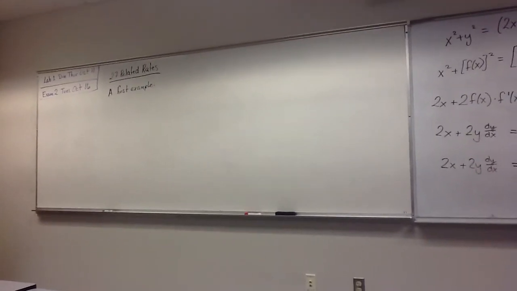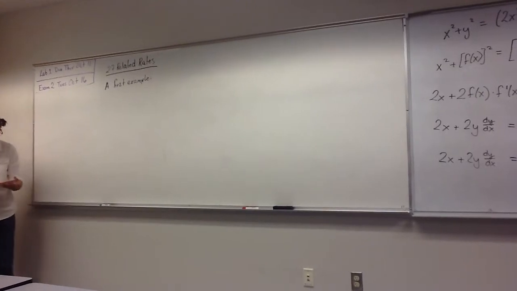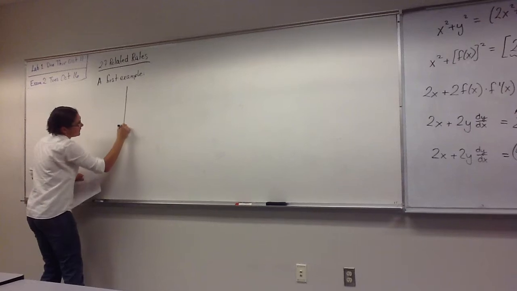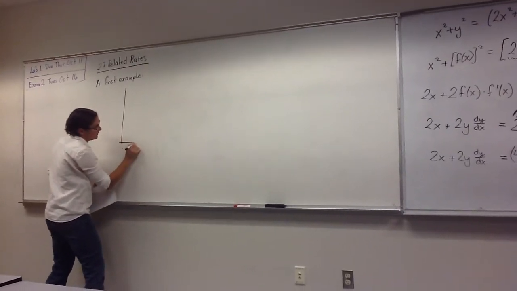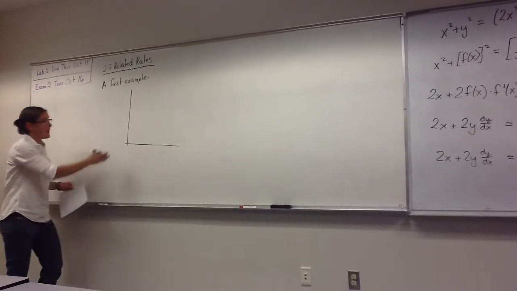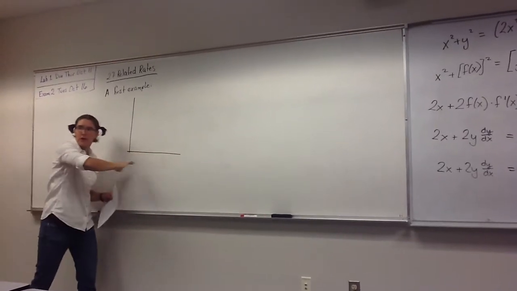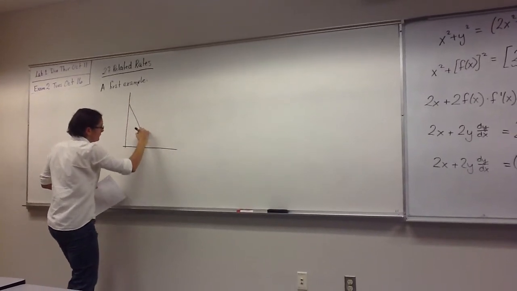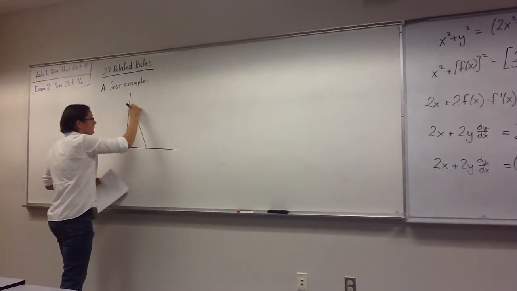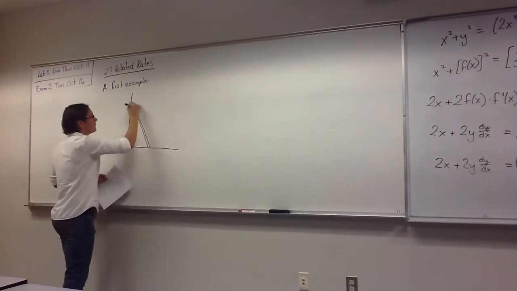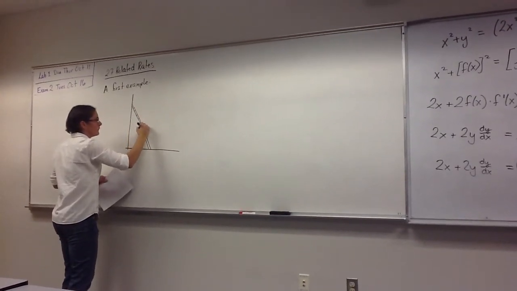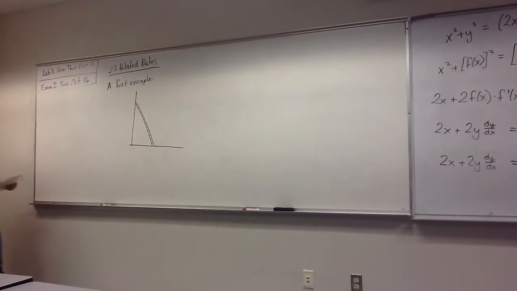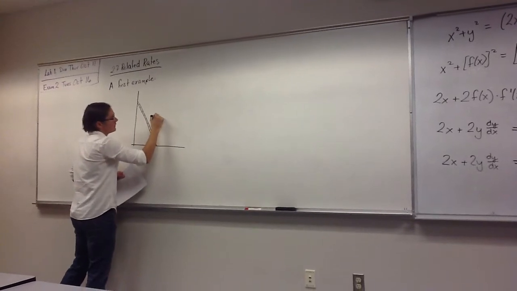Our first example of a problem that falls into the category of related rates. So what I've got here is a scenario where I've got a wall over here on the left side and then the ground here across the bottom. And there's this ladder that is leaning up against the wall. The ladder is a 10-foot ladder.